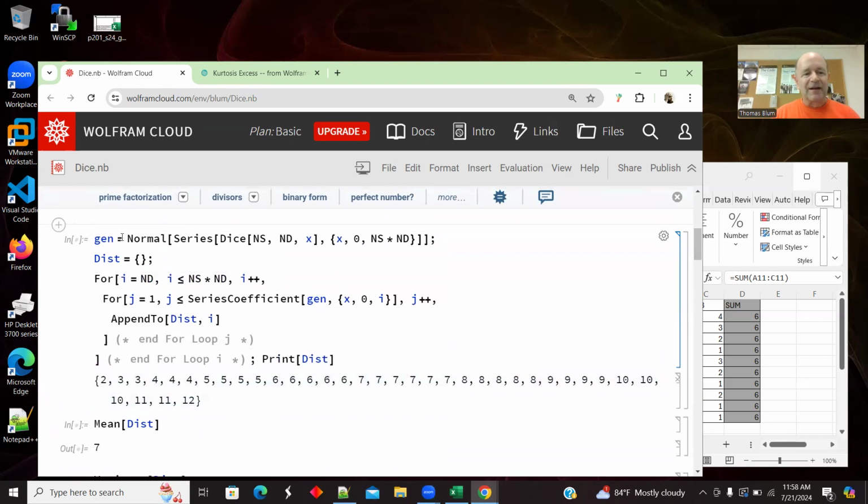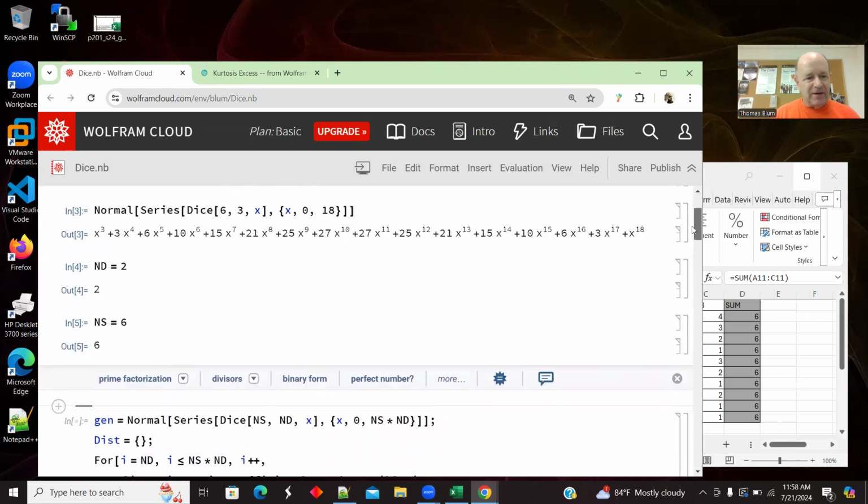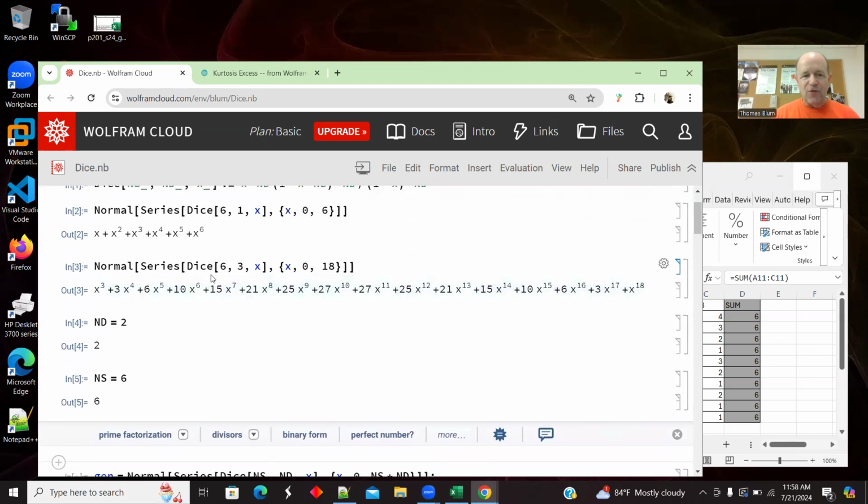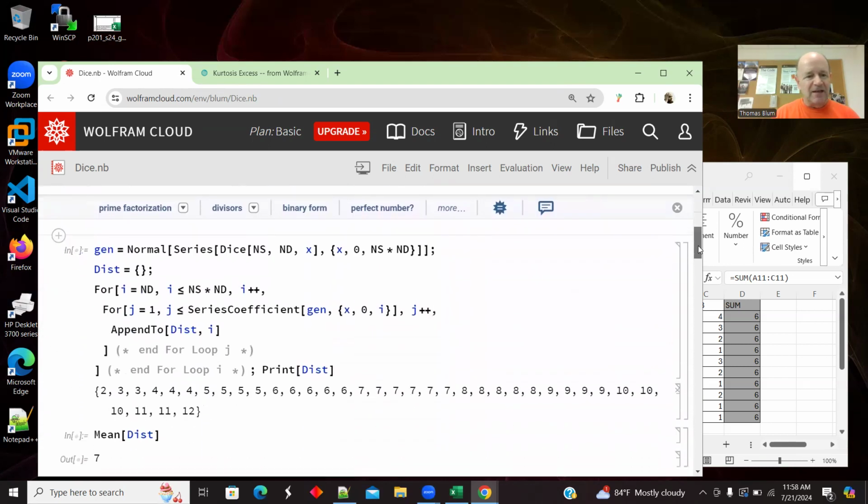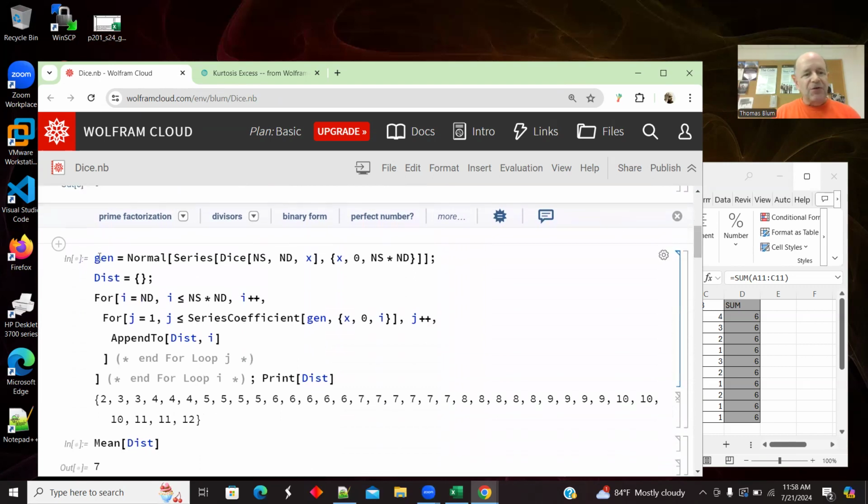I'm taking what I had above, the dice, the series, the normal, and I'm going up to NS times D. And so that generated this for my choice of NS and ND. So that is that generating function.